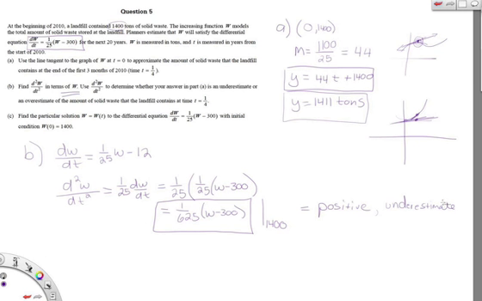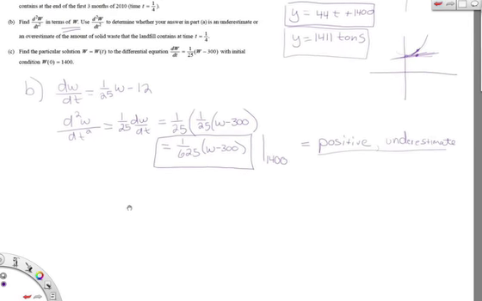Determine whether it is, and it doesn't ask me to explain my answer, so I should be good. Alright, and finally we have part C, and they want me to find W. So I need to do separation of variables. So I'm going to move all my W's to the other side. I don't have any T's, but I'll move them to the right side if I did.